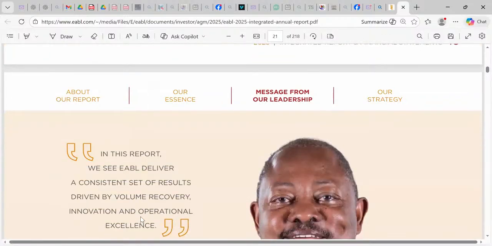In this report, we see EABL deliver a consistent set of results driven by volume recovery, of course, after COVID-19, innovation, and operational excellence. For example, right now, their biggest innovation is in terms of coming up with sweet drinks. They have so many sweet drinks, but please don't try them. Is there somebody who can tell us one of those particular brands of EABL that is quite sweet? I'm pretty sure you guys don't drink, but you must have seen this on advertisements. They are ever there.